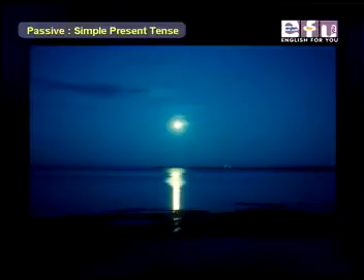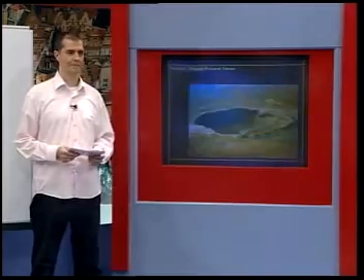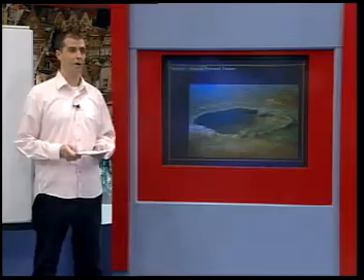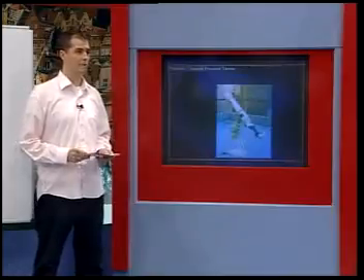Rosa, you can go first. What is moonlight? Moonlight is what you see when you look at the moon at night. Moonlight is produced by the reflection of sunlight. Wonderful. Lewis, what is a crater? A crater is a hole on the moon. It's caused by a meteor, I think. I think you're right.